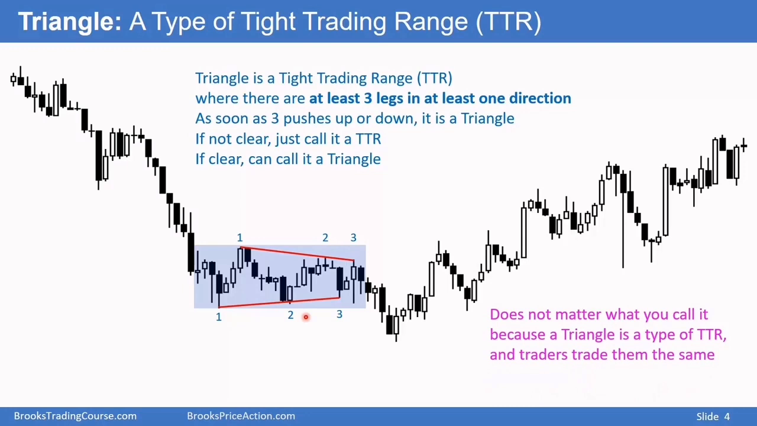Again, it doesn't matter if you call it a triangle or a tight trading range. Both are breakout mode setups. 50-50 chance you'll get a bear breakout, 50-50 chance you'll get a bull breakout, and 50-50 chance the first breakout will fail and the market will go in the opposite direction.